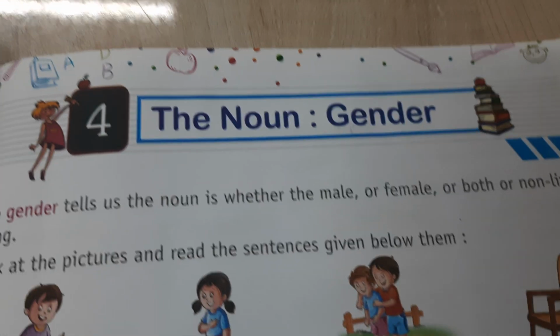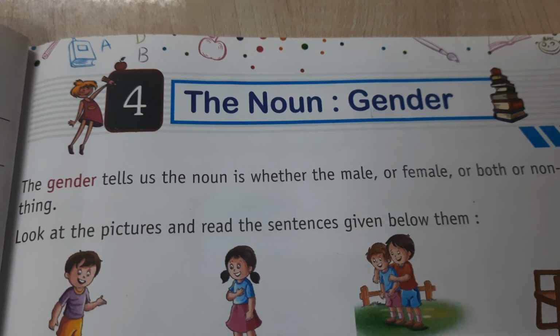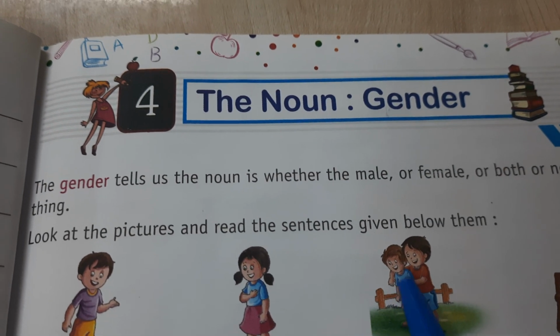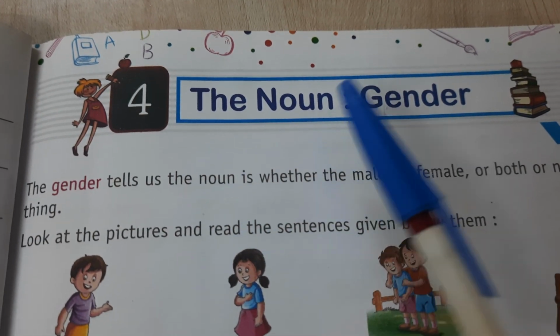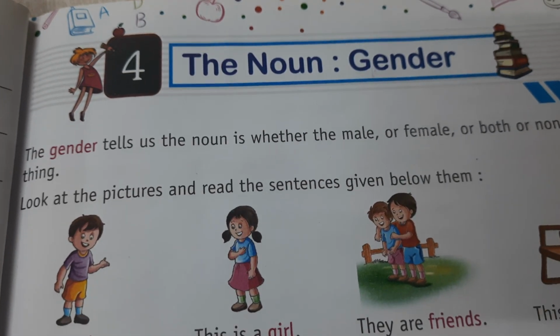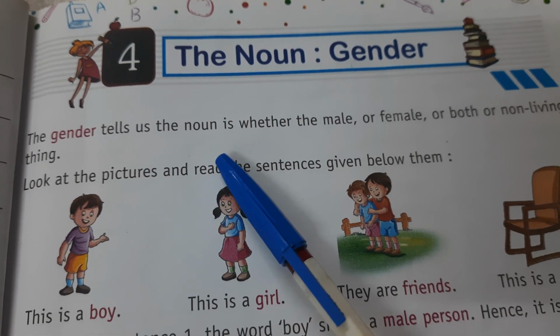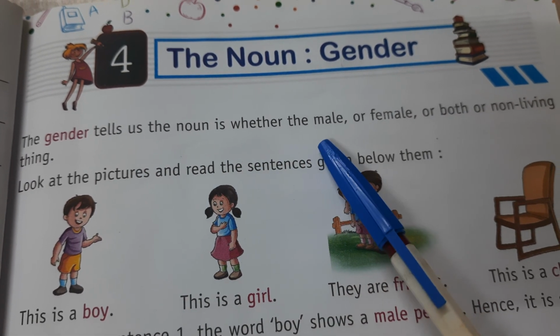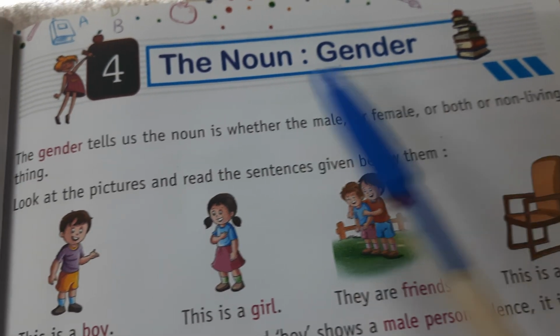Today we are going to do class 4 English grammar. In English grammar we are going to study chapter 4, which is named noun gender. You all know about gender. Today we are going to study about it. Gender tells us whether a noun is male, female, both, or non-living things.